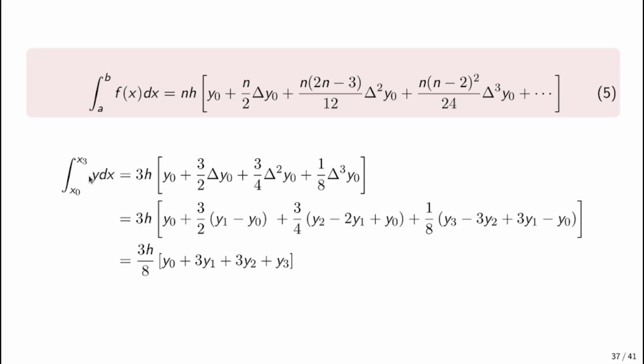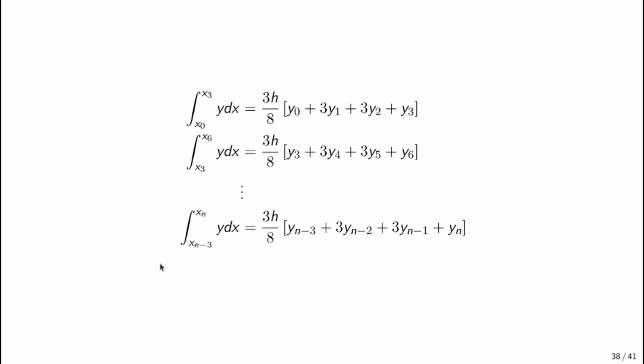Now we want to repeat this process in each of the subintervals. That is, the integral from x0 to x3 of y dx will be 3h by 8 times y0 plus 3y1 plus 3y2 plus y3. Next, the integral from x3 to x6 of y dx will be 3h by 8 times y3 plus 3y4 plus 3y5 plus y6. Continuing like this, you will get the last one, from xn minus 3 to xn, as 3h by 8 times yn minus 3 plus 3yn minus 2 plus 3yn minus 1 plus yn.